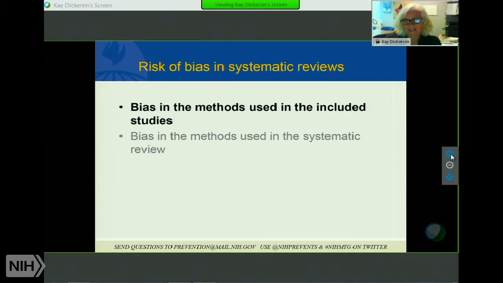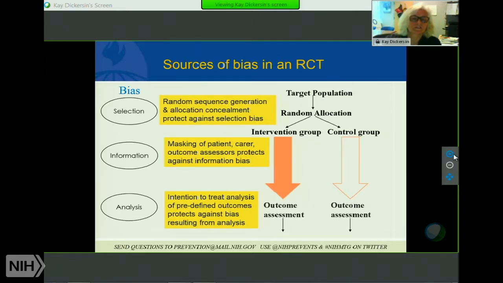Okay, so what type of bias am I talking about anyway? What type of bias? Well, there are two. The first is that the studies you identify that fit your criteria could have a bias in the methods they use, or you could have a bias in how you do the systematic review itself. So let's talk first about bias in the methods that were used in the included studies.